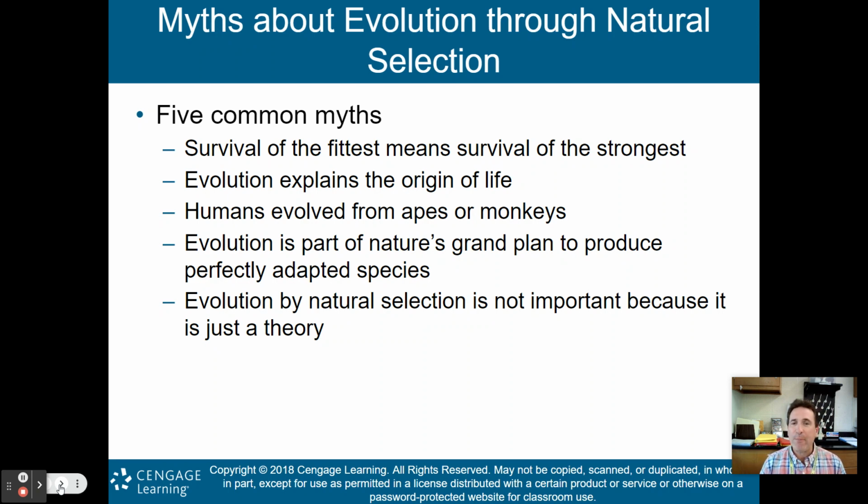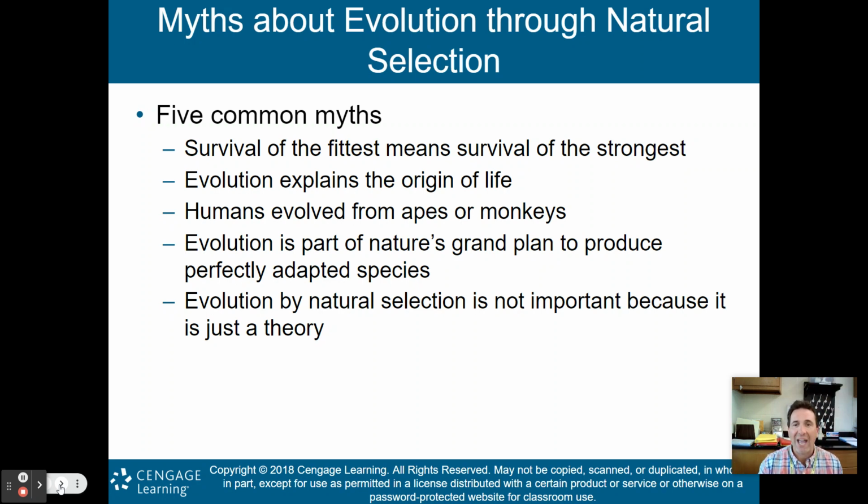Humans evolved from apes or monkeys. That is not the case, right? Humans, apes, and monkeys evolved from a common ancestor at some point millions and millions of years ago. And then what happened was humans went along one tree, apes went along another, and monkeys went along a third. Okay, we didn't evolve right from apes and monkeys. There was something else, something millions of years ago that was a common ancestor of humans, apes, and monkeys. And then again, we branched off in one direction, and apes and monkeys branched off in another direction.